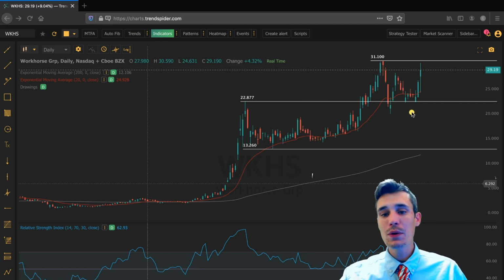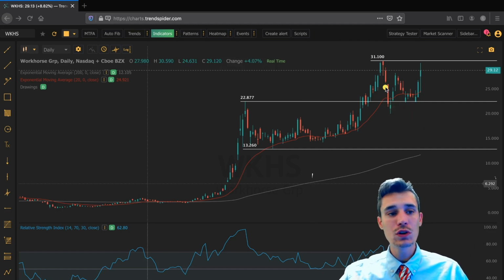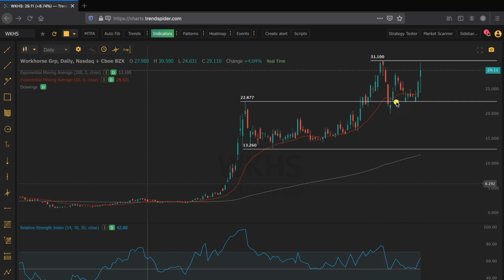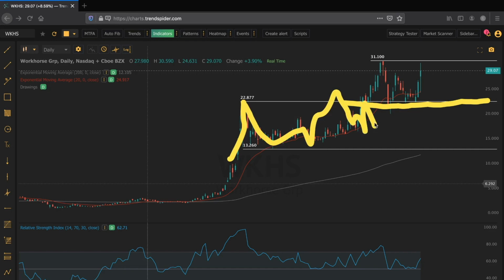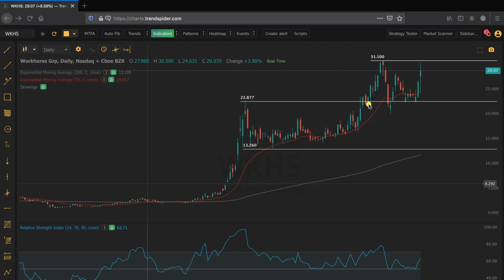Okay? So what I would be looking for on this Workhorse stock is a pullback into this $23 support area. That would be my buy zone. Why? Because we have a valid support area right there. We can see that area has been held over the past couple of months, and it's a valid area of support. And we want to buy pullbacks into support.